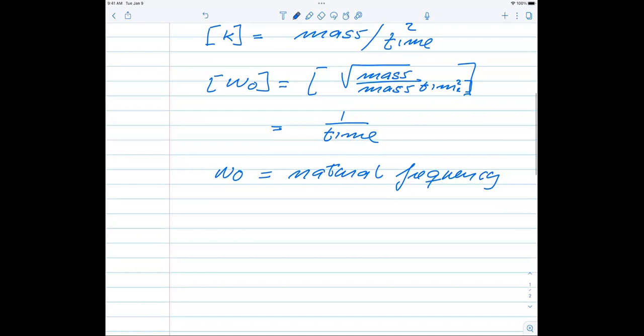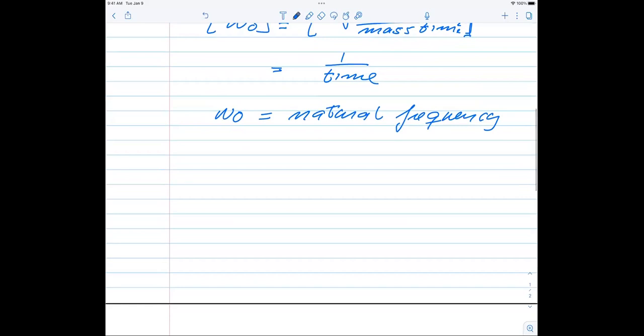So this is called natural frequency because it's defined by the constants of the system. Now, if we go back to the differential equation and include this omega 0, we are going to get a differential equation which looks like this.